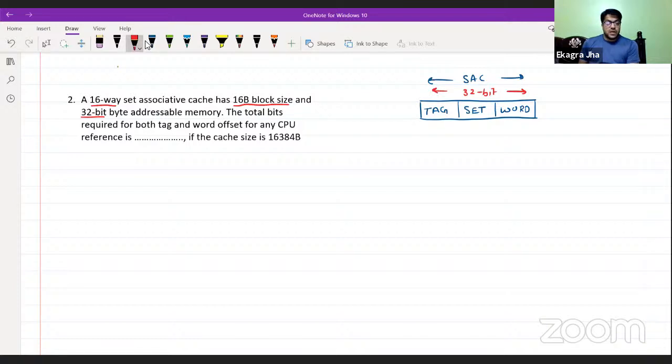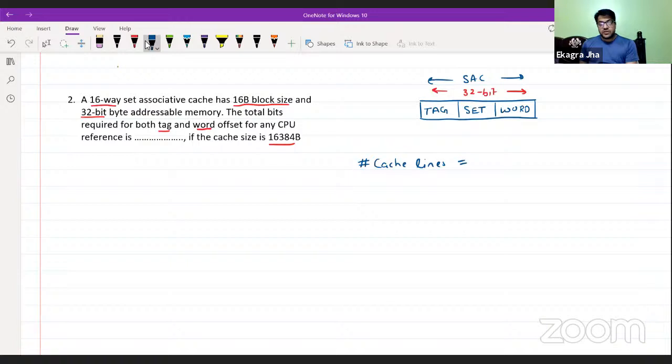And the total you need to find is between tag and word. So all you need to find is the full format of this. The size of the cache is this. So first you need to find the number of cache lines. What are the number of cache lines?